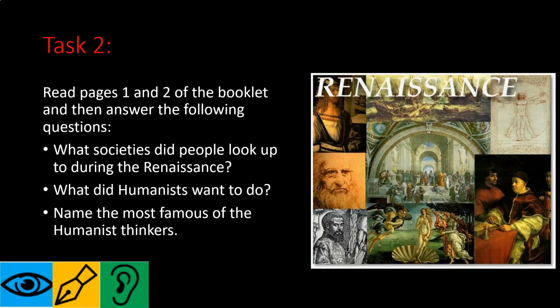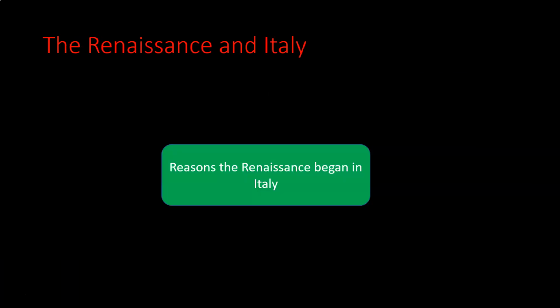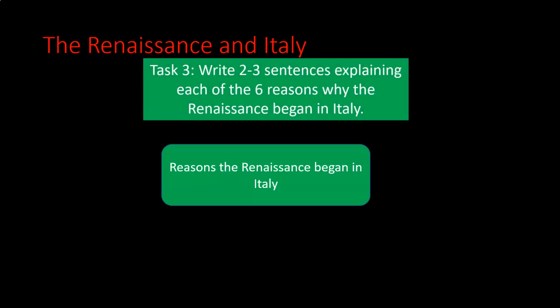Okay, so that's task 2 done. So now we're going to move on a little bit and we're going to look at the Renaissance and Italy. And we're going to look at the reasons the Renaissance began in Italy. Now, I'm going to give you 6 different reasons over the next few minutes. And what I want you to be doing is write 2 to 3 sentences explaining each of the 6 reasons why the Renaissance began in Italy. Okay, so there's 6 different reasons I'm going to go through, and you are going to explain each of them to me in a few sentences each.